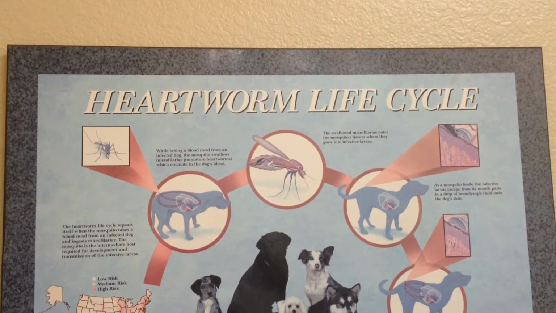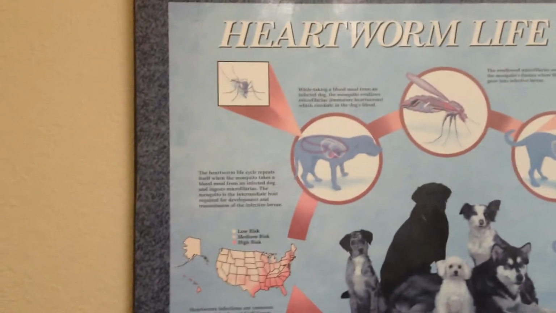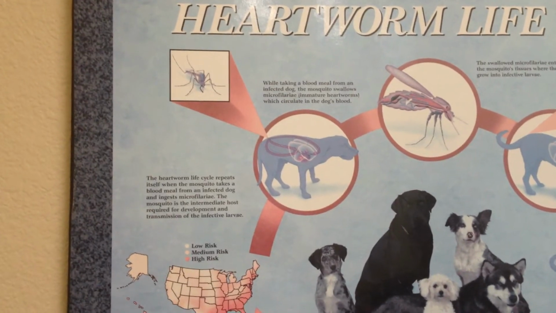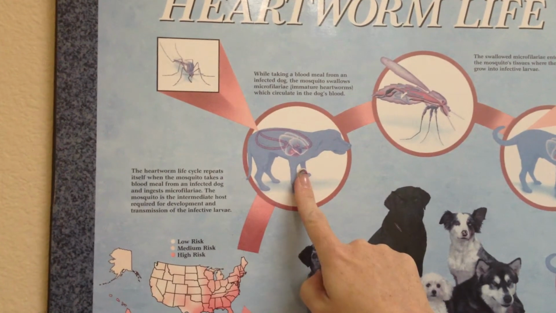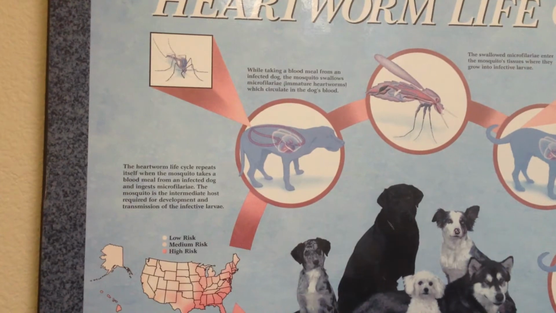What is the life cycle of the heartworm? The life cycle of the heartworm includes mosquitoes, and so a mosquito susceptible to infection by Dirofilaria immitis has to bite an infected dog that currently has microfilaria circulating through its bloodstream.